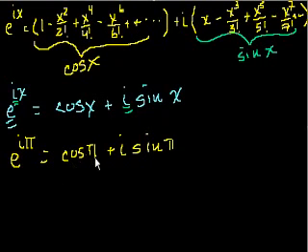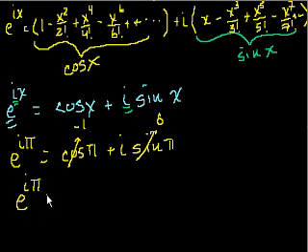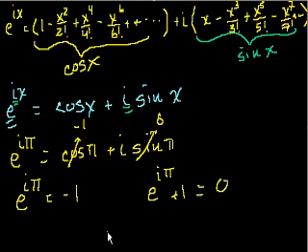Well, what's cosine of pi? This is equal to -1. And sine of pi, that's just equal to 0. And we get e to the i pi is equal to -1. This is amazing. Or you could also write e to the i pi plus 1 is equal to 0. Once again, amazing. Either of these should make you question your take on reality.